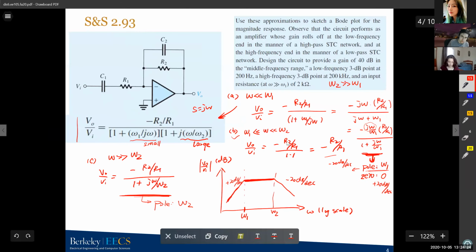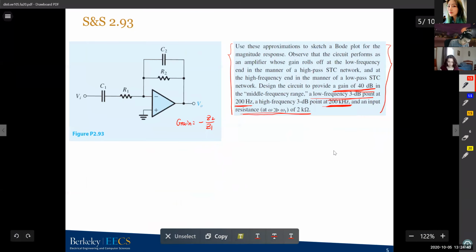And then we can go back. What's the maximum gain of this circuit? The maximum gain happens here, right? At this region, that's where the maximum gain happens, with the gain value being negative R2 over R1. This is the maximum constant gain we can get. So if we want a gain of 40 dB at the middle frequency range, that means our negative R2 over R1 will be 40 dB. 40 dB is 100, so taking the magnitude, the ratio of R2 and R1 must be 100. This is what we know from the 40 dB requirement.